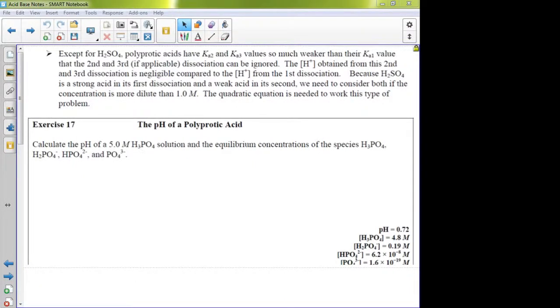Okay, so you should be at the top of page, let's see, 17? All right, so you should be at the top of page 17 with me today.